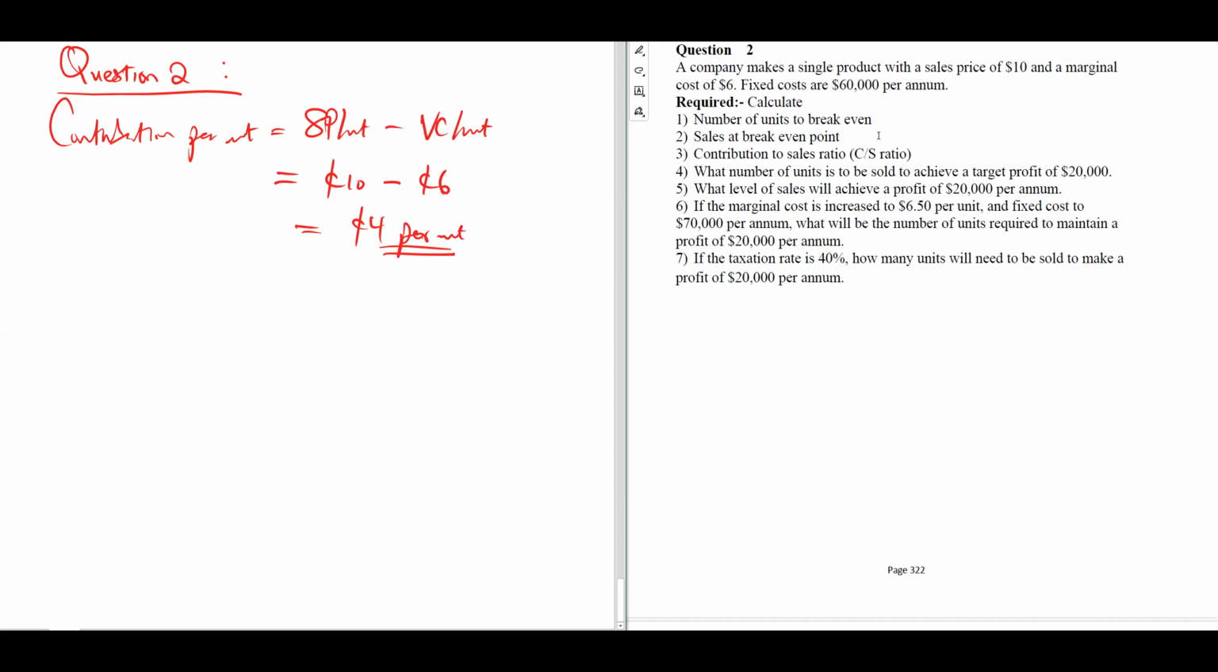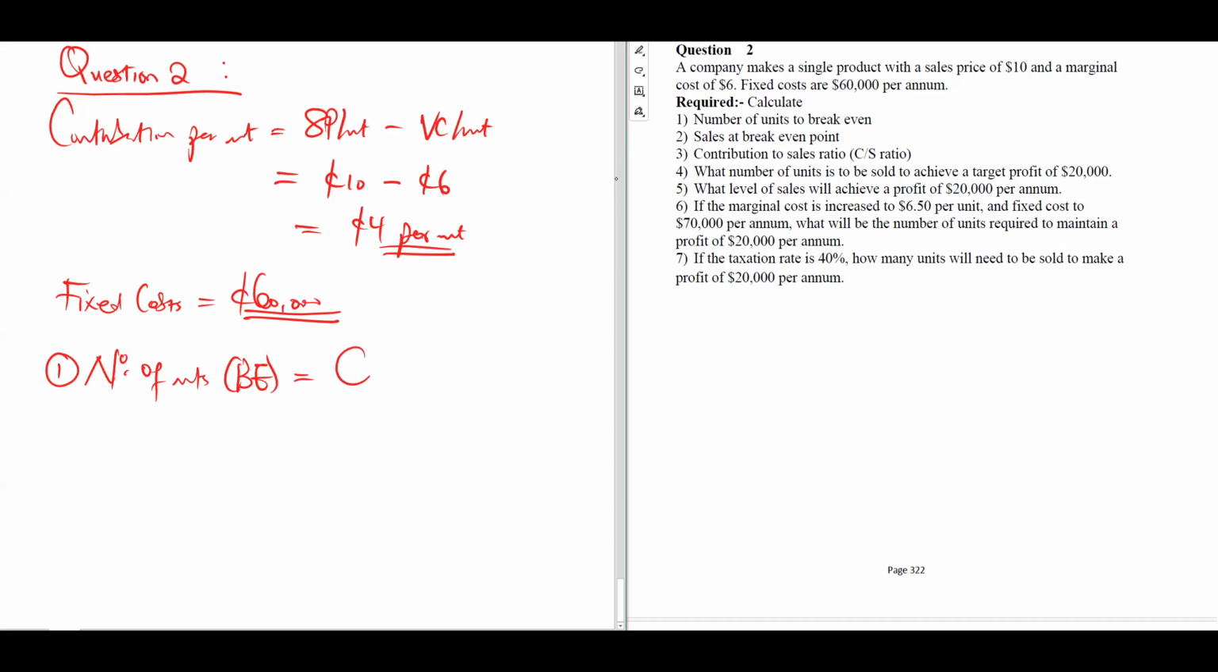So they've given us fixed cost as well, right? So I lay down all my variables. Then I say fixed costs. Never divide fixed costs, because with marginal costing, remember, I told you fixed costs are always period costs. So it's for each period. So everything is laid down. The very first question says we should find the number of units to break even.